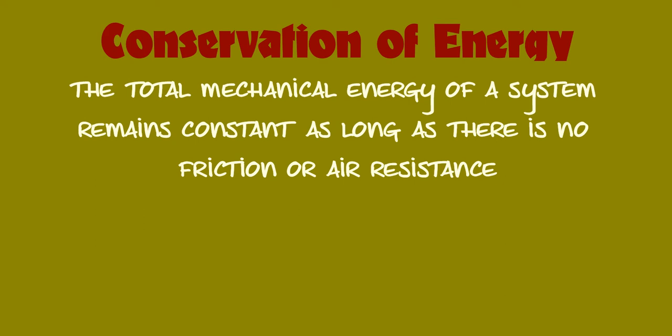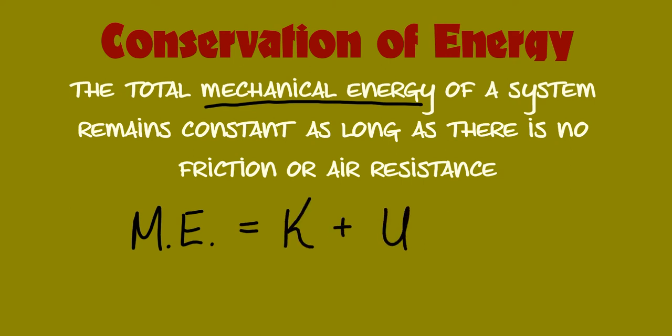To be able to understand this law, we have to understand what mechanical energy means. Mechanical energy, I'll just use an M.E. to symbolize that, is equal to the total kinetic plus the total potential energy of a system. Sometimes an object will only have kinetic energy. Sometimes it'll only have one of the types of potential energy, but other times it could have all two or even three types: kinetic, gravitational potential energy, and elastic potential energy.